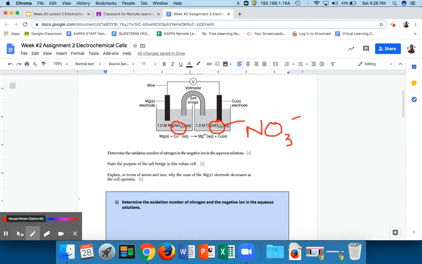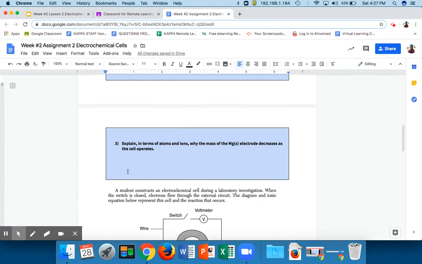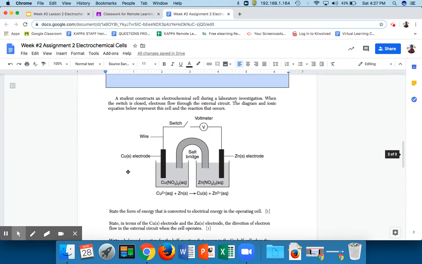Okay, number 2 is pretty straightforward. Number 3, explain in terms of atoms and ions why the mass of the Mg solid electrode decreases as the cell operates. So you have to look at your diagram. Our Mg solid electrode is here. Think back to the video that we watched. Why would this Mg electrode's mass decrease as the cell works or operates? Okay, you're filling your answers in these blue boxes.